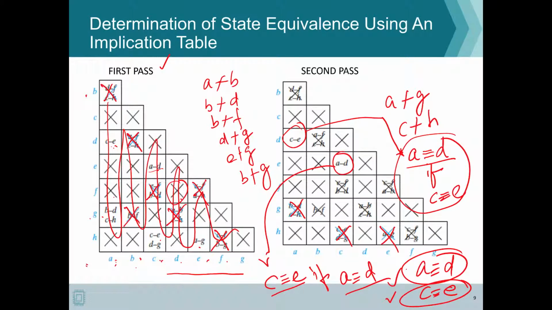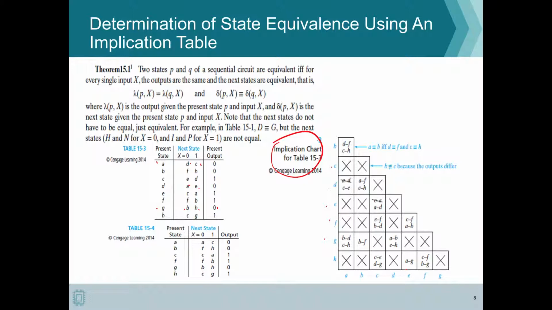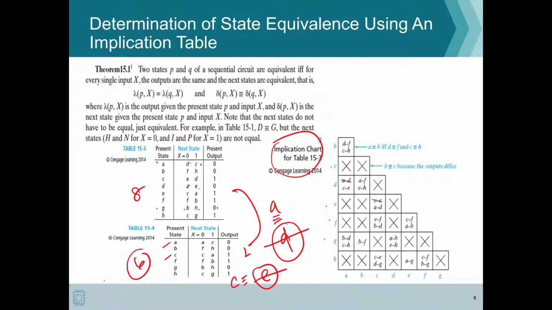Going back, you can see that's a state where we have eliminated E, and we've also eliminated D. A was equivalent to D and C was equivalent to E. So C and A are retained and D and E are eliminated. So what you have here as 8 states now becomes 6 states in our reduced table.